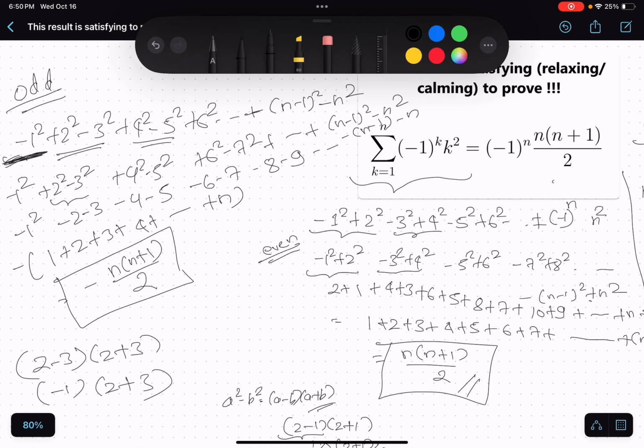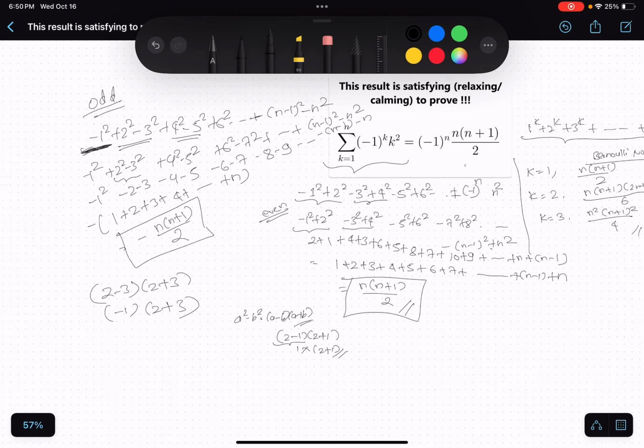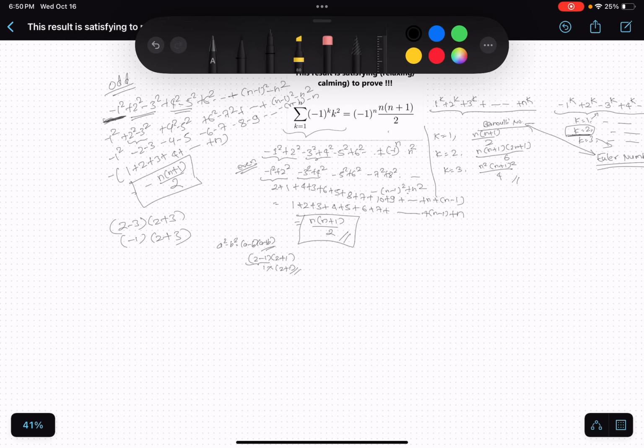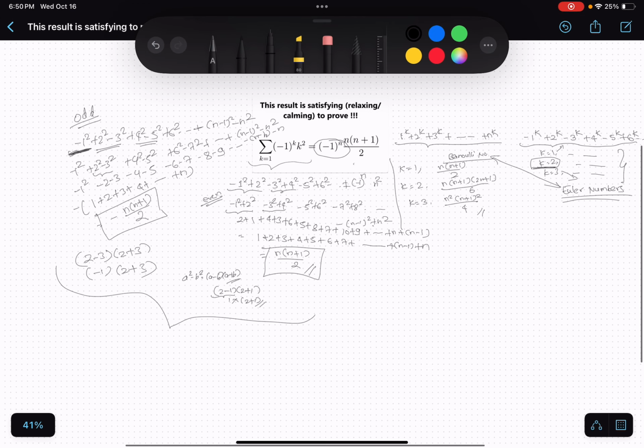So we have got that the sum is negative of n into n plus 1 by 2 for odd n, and for even it's positive n into n plus 1 by 2. If you want to generalize this result, we can just add this negative 1 to the power n factor, because this will go to 1 for even n, and this will go to negative 1 for odd n. So that helps us generalize the thing. And so this problem is actually proved.